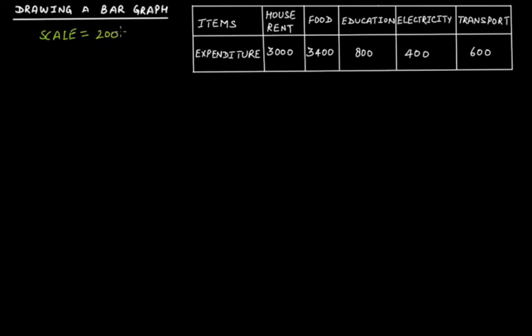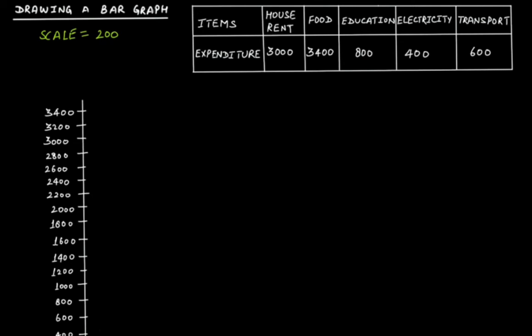Now, if I have to draw the bar graph using the scale of 200, I'm going to draw a bar graph where this items list will be on the horizontal line, and these numbers representing expenditure will be on the vertical line. And after doing this, let's suppose that it looks something like this.